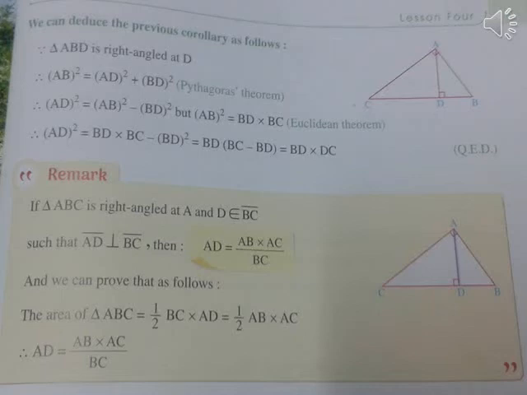Since triangle EBD is right angled at D, therefore EB square equals ED square plus BD square, Pythagoras theorem. Therefore ED square equals EB square minus BD square. But EB square equals BD times BC, Euclidean theorem. Therefore ED square equals BD times BC minus BD square equals BD open bracket BC minus BD close bracket equals BD times DC.